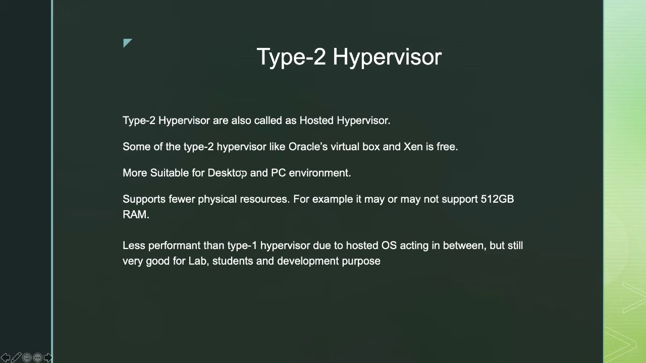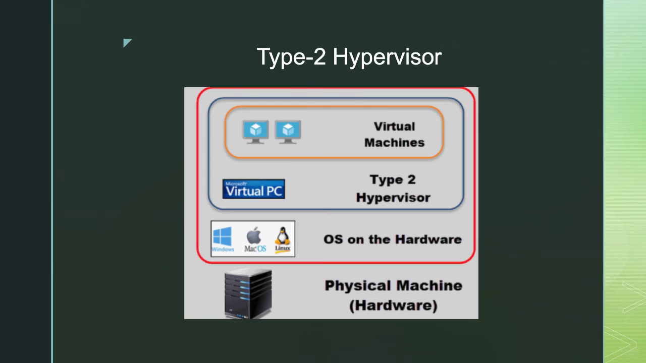Type 2 hypervisors are more suitable for desktop and PC environments, for Mac environments, and it supports fewer physical resources. It may not support 512 GB of RAM, but that's okay because no desktop or student or development machine will have that many resources. It is slightly less performant, but for development or lab purposes, this is perfectly all right.